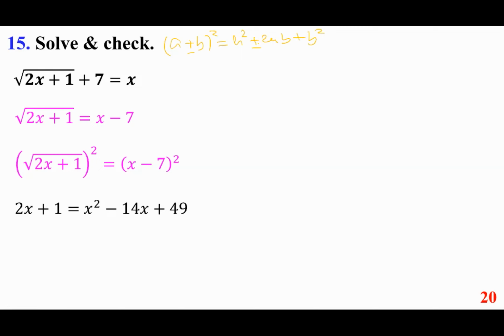In order to solve this, we are going to take everything to one side. Since x squared has a positive coefficient 1 on the right, we're going to move everything to the right. So when we move that, we get minus 2x here, and minus 1 here. These two combine to negative 16x, and these two combine into positive 48.